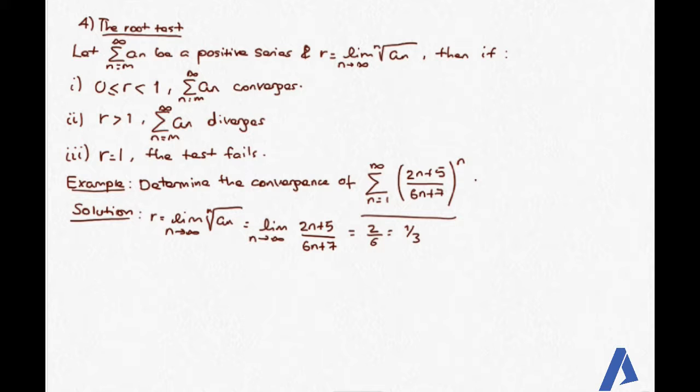ስለዚህ ምንድነው ይሄ ኢምፕላይ የሚያደርገው? The summation of a_n, which is ((2n+5)/(6n+7)) to the power of n, from n is equal to 1 up to infinity converges.